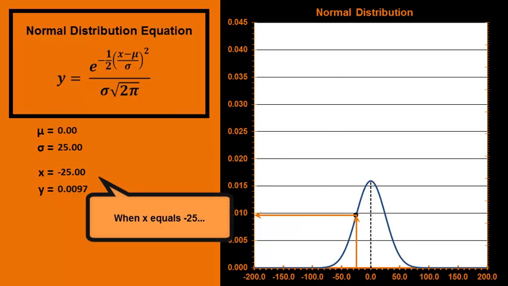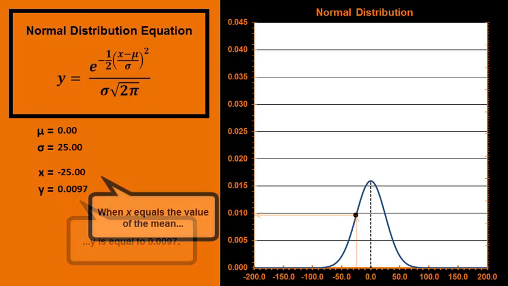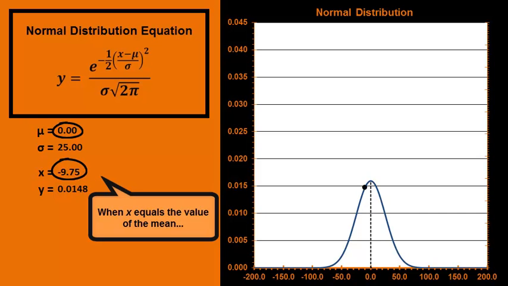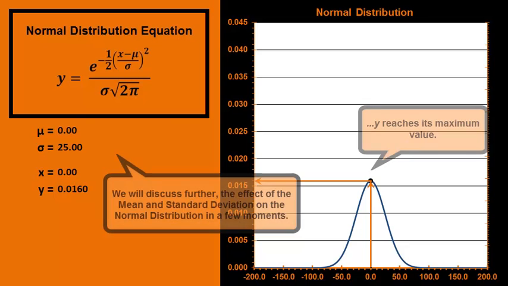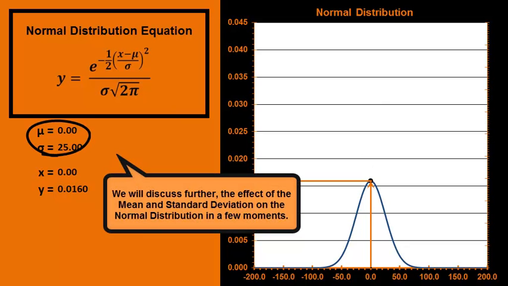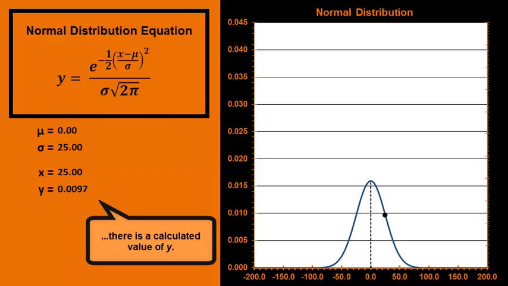When x equals minus 25, y is equal to 0.0097. When x equals the value of the mean, y reaches its maximum value. We will discuss further the effect of the mean and standard deviation on the normal distribution in a few moments. The main point here is that for any value of x, there is a calculated value of y.